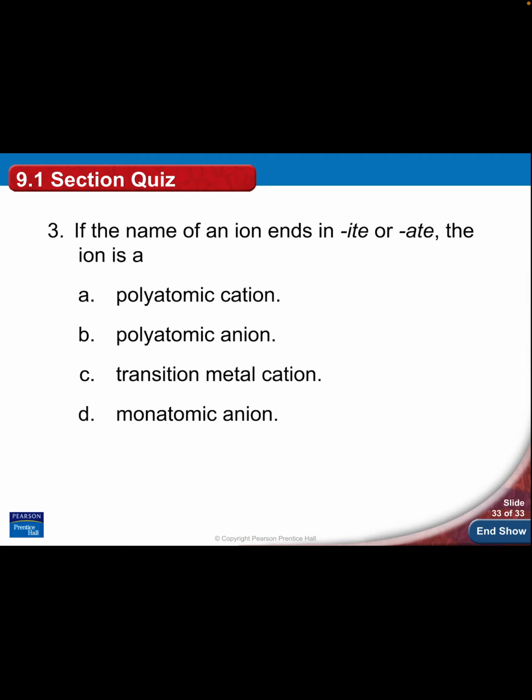Good test questions, as I'll remind you. If the name of the ion ends in ite or ate, the ion is a polyatomic anion containing oxygen. They left that part out, but that's an important part of it.